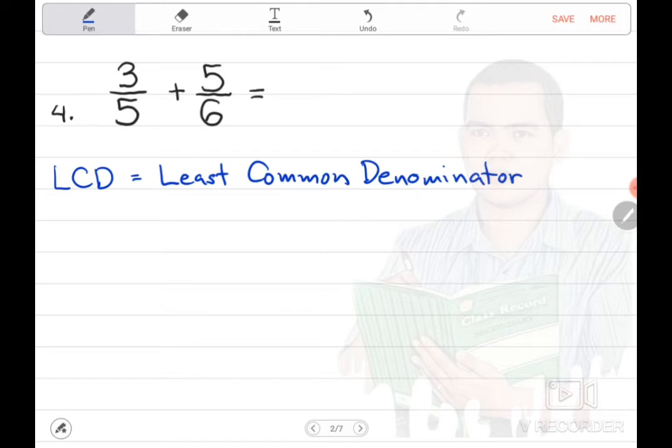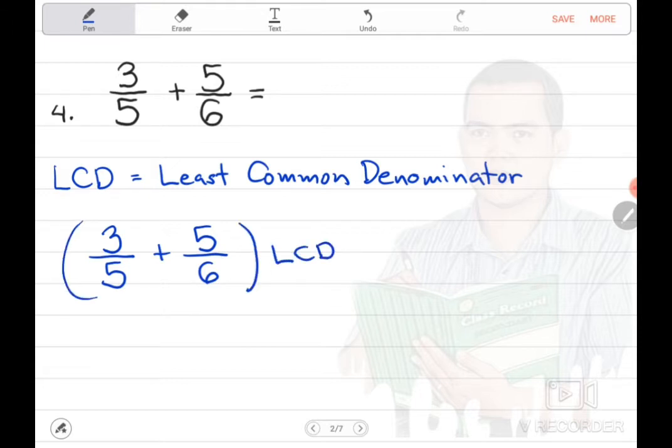Okay? So we have 3 over 5 plus 5 over 6. We are going to use the LCD. Again, what is the LCD of 5 and 6? That is 30. So what are we going to do with the LCD? We are going to divide the LCD by each denominator, then multiply by each numerator, then copy the operation. If that is plus, plus. If that is minus, minus. Then all over the LCD.